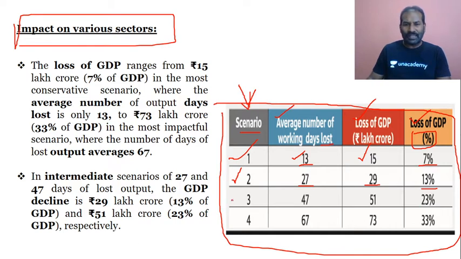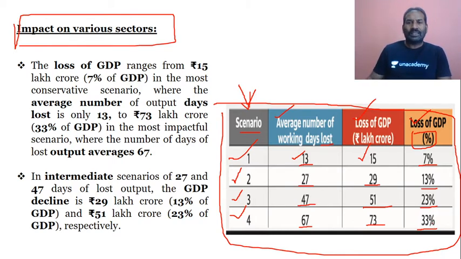If we take a third scenario as per the experts, that is the authors of the article, if 47 working days are lost because of the national lockdown, the country will experience a loss of 51 lakh crore rupees, and that will constitute a 23% loss of GDP. And the fourth scenario is that if the nation loses 67 days because of the national lockdown, it would impact the economy by 73 lakh crore rupees, and that will constitute 33%.